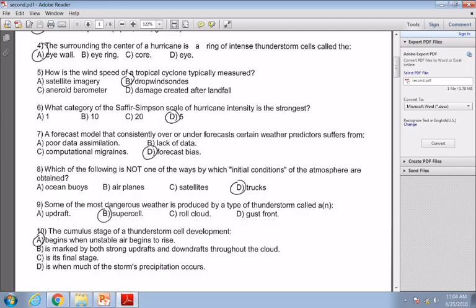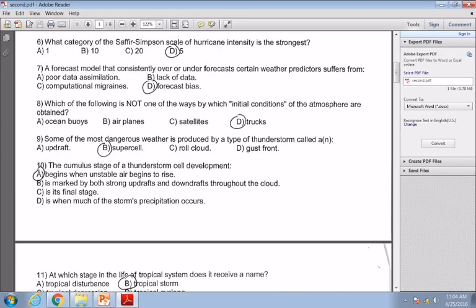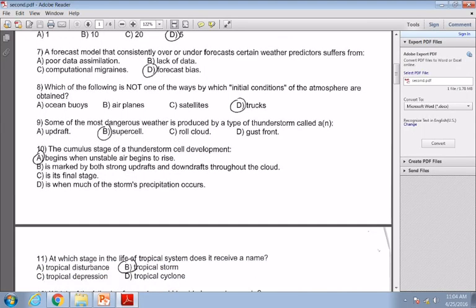Question 8, which is not one of the ways we get initial conditions. D, trucks are not a good way. Question 9, the most dangerous weather can be produced by a crazy cell called a supercell, B. Question 10, the cumulus stage of a thunderstorm. A marks the beginning where unstable air begins to rise. That just has an updraft.